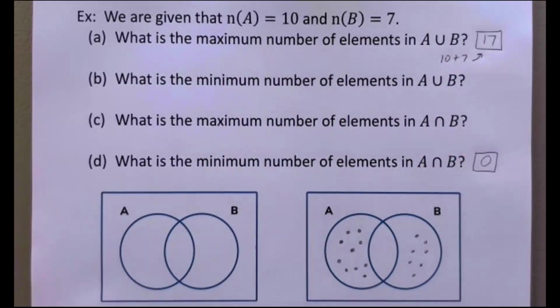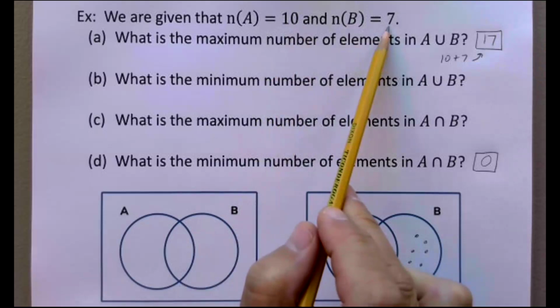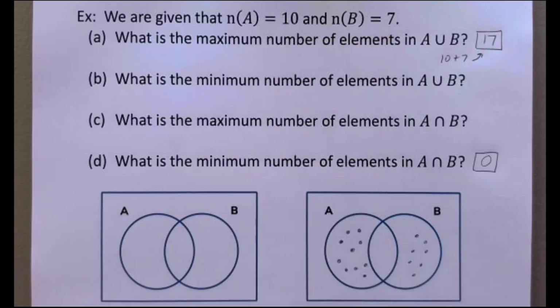There's no way you're going to get more than 17 people involved here. There's only 10 in the A group and 7 in the B group. 17 is the maximum number of people we could be discussing here. So my answer to part A is actually 17. There's no way you're going to get more than 17 people here. You can't have like 18 people, for example, because there's only 10 people in this group and 7 people in that group. So we're not going to have more than 10 plus 7.